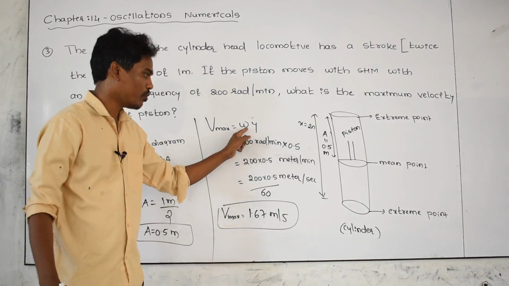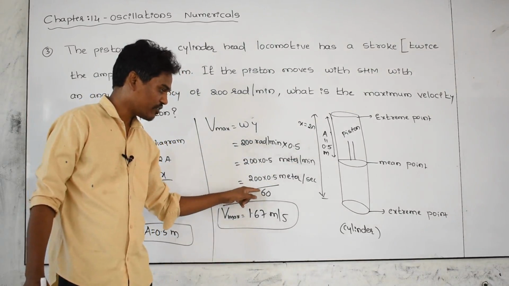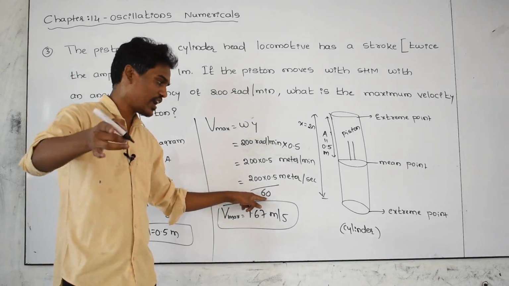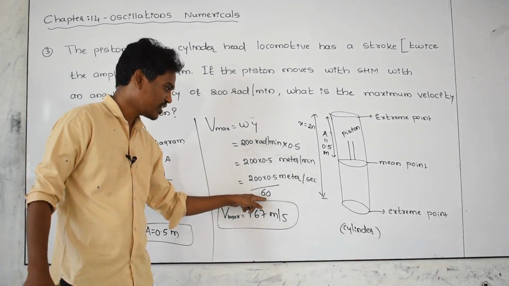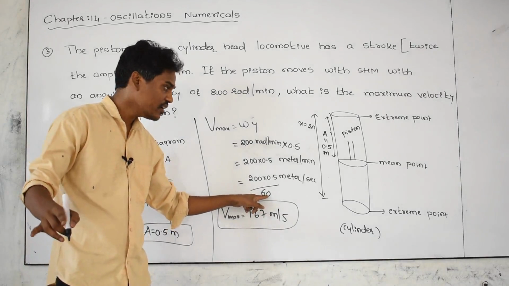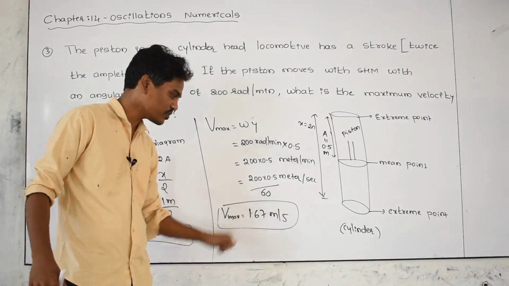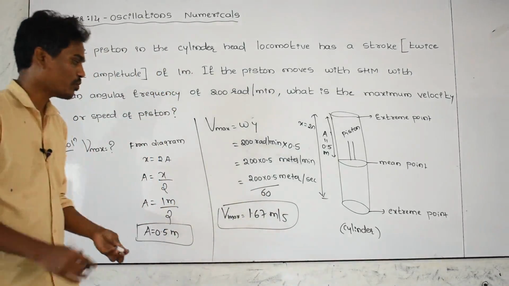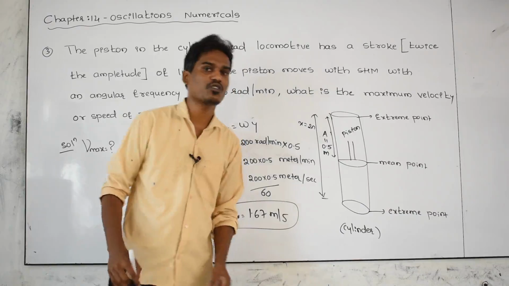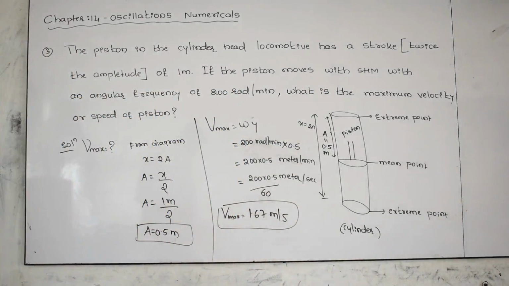Omega is equal to 200 radian per minute into 0.5. Why have I divided by 60 here? I converted minute into second. 1 minute is equal to 60 seconds. That's why I have divided by the value of 60. Then it is converted into meter per second. After calculating, you are getting 1.67 meter per second. It means that the maximum velocity of the piston inside the cylinder is equal to 1.67 meter per second. Getting? Please note down this one.